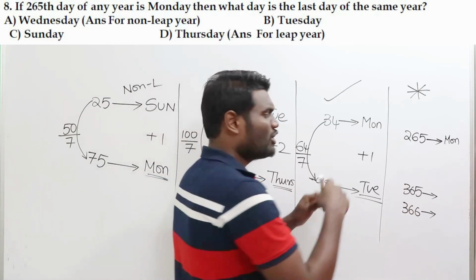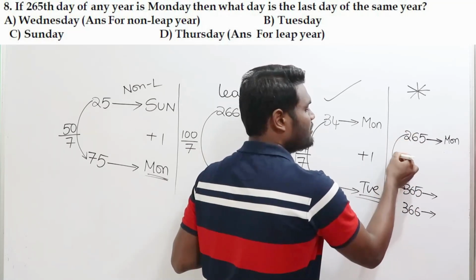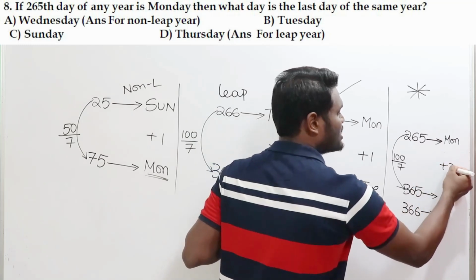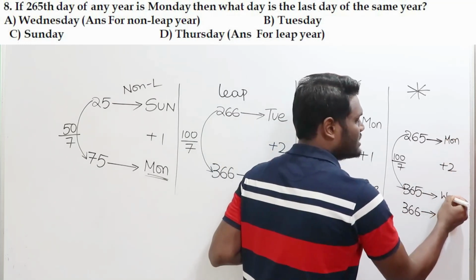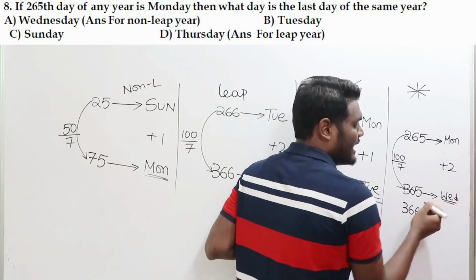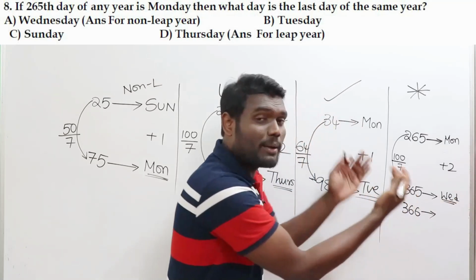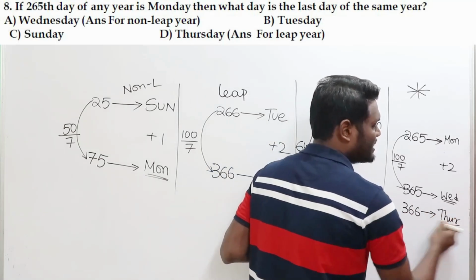Okay, simple. Follow the same procedure. 265 to 365, the difference is nothing but 100. In 100 days, how many odd days are there? In 100 days we have 2 odd days. Now Monday plus 2 is Wednesday. Now the 366th day means one more day extra, which means it is going to be Thursday.